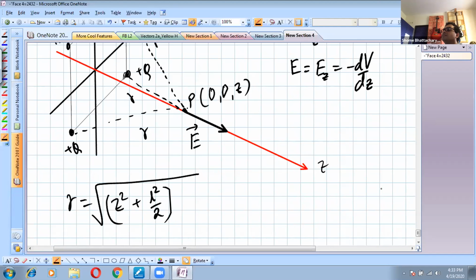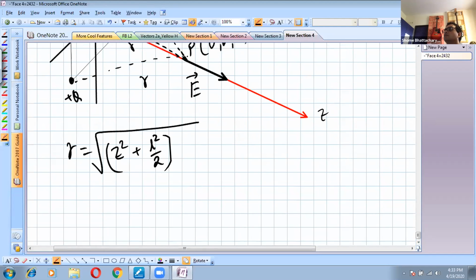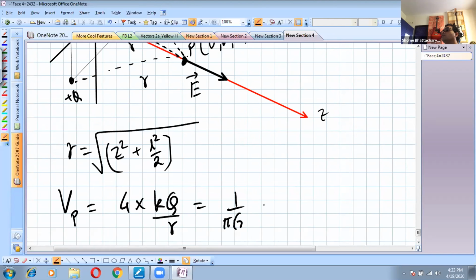Okay. So your potential at this point P is becoming 4 times the potential due to each charge. So that is 4 times Q positive divided by r. So it is 1 by pi epsilon naught Q divided by root of z square plus L square by 2. This is your potential. Now you'll remember, for a ring, what was the potential? KQ divided by root of z square plus R square. So you see the similarity.